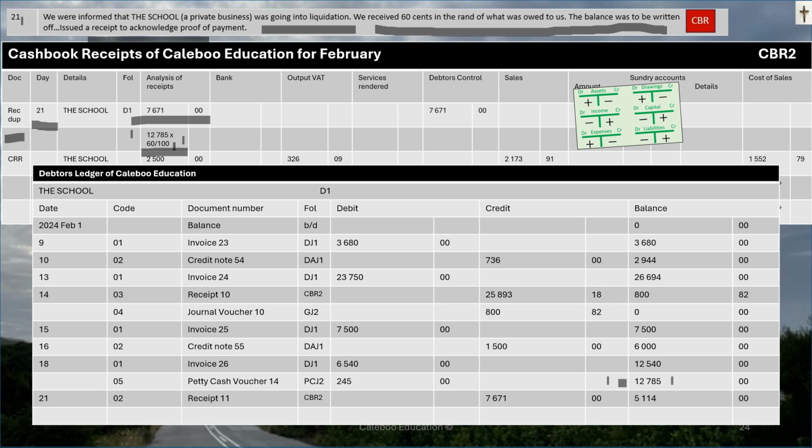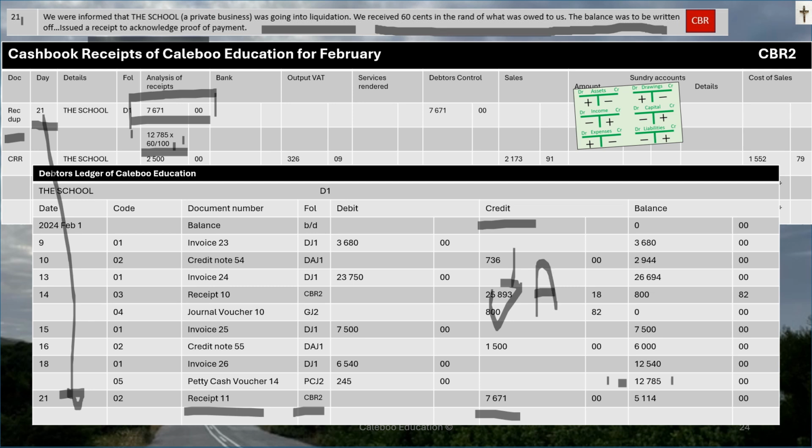12,785. There it is. We receive the money, we issue a receipt. Where did we get the information from? The cash book receipts journal. That is the amount. It was taken to the school's account. We receive 7671. It goes in the credit column because of the decrease in the value of the asset.